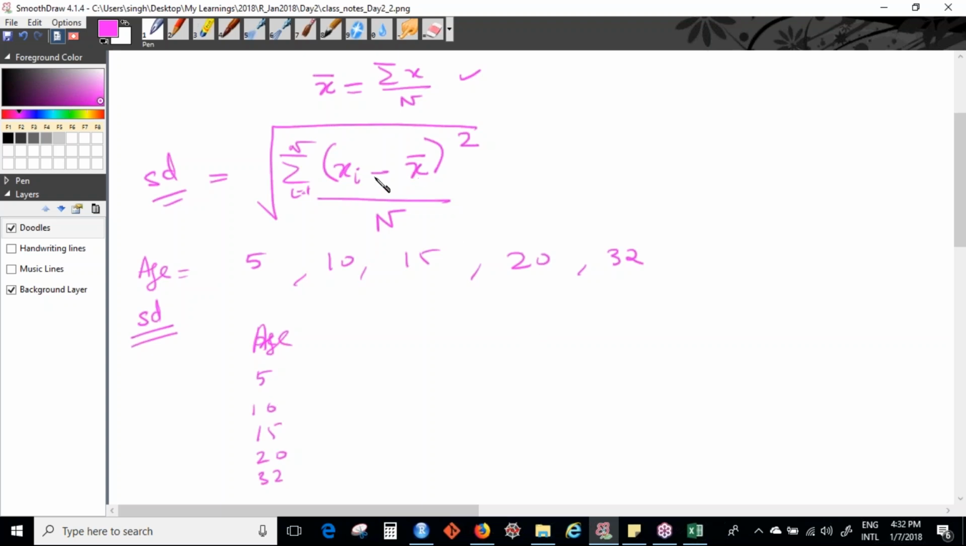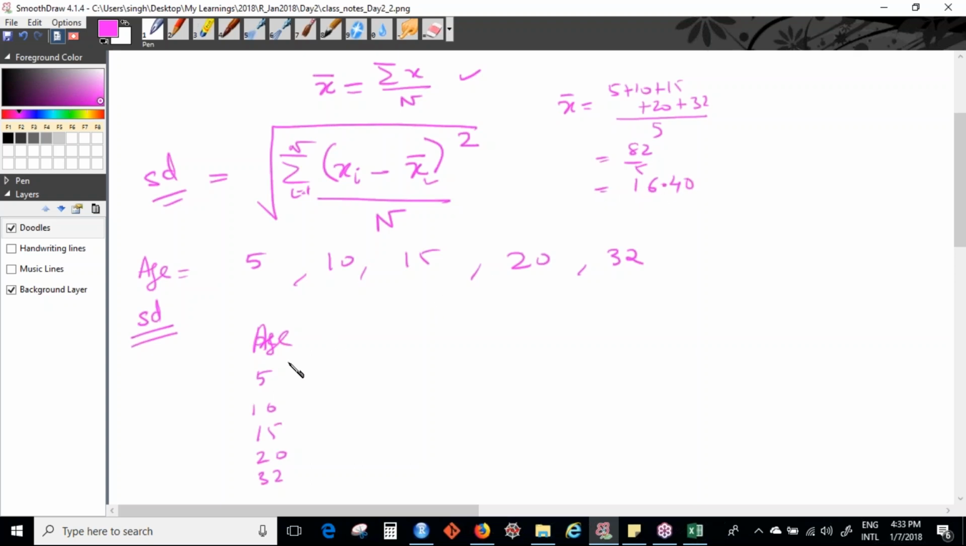No, Vagesh. See, you'll have to square everything and then add. So this has to be done in a sequence. Okay, let's see. I'll tell you. So the first thing that you have to do is calculate this x bar. So what is x bar here? 5 plus 10 is 15, plus 15 is 30, plus 20 is 50, plus 32 is 82. 82 divided by 5. So 82 by 5. 5 ones are 5, 5 sixes are 30, 5 fours are 20. So this is your average.